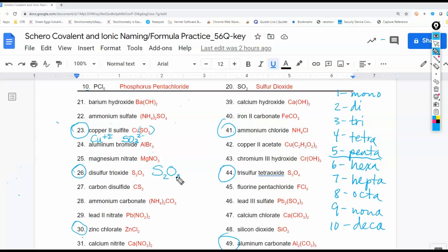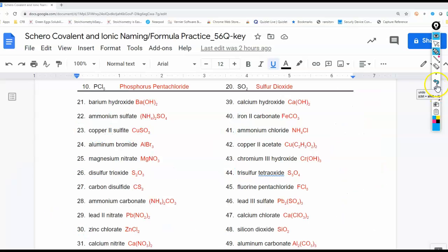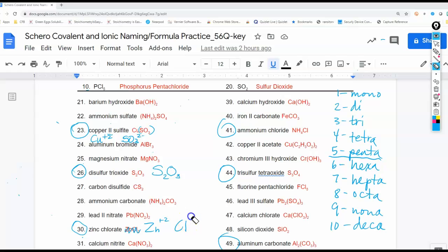Number 30, I need to remember that zinc is a transition metal, but it doesn't get a Roman numeral because it's always a +2 charge. And then I have chlorate, and that means this one was wrong. Chlorate should be written with the polyatomic ClO3 1-, so this instead should be written as Zn(ClO3)2, with the 2 on the outside of the parentheses, so that should be zinc chlorate.